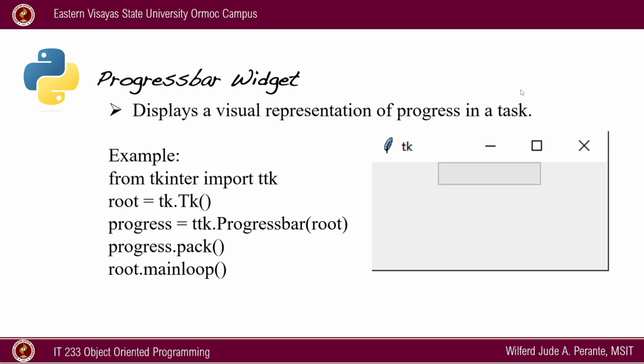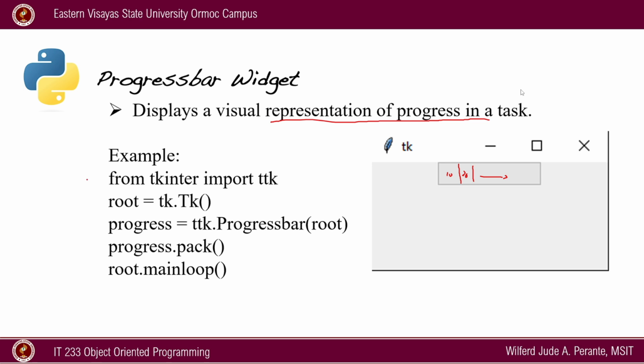So we are now on the progress bar widget. The progress bar widget is used to display a visual representation of a progress in a task. An example of this is if you have tasks that have a step-by-step process in a percentage format, you can have this one as 10% completion, 20% completion, and so on and so forth.